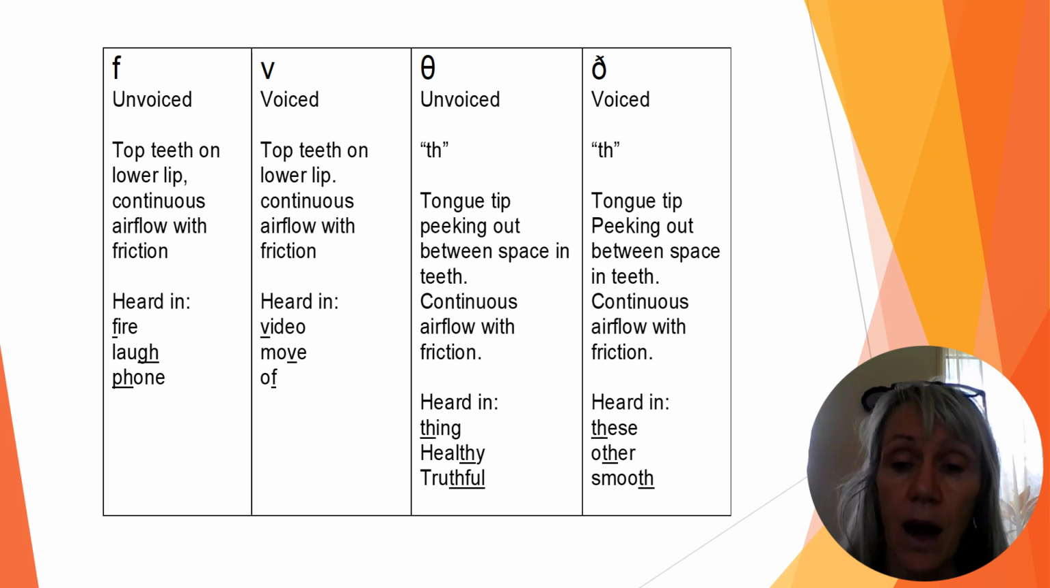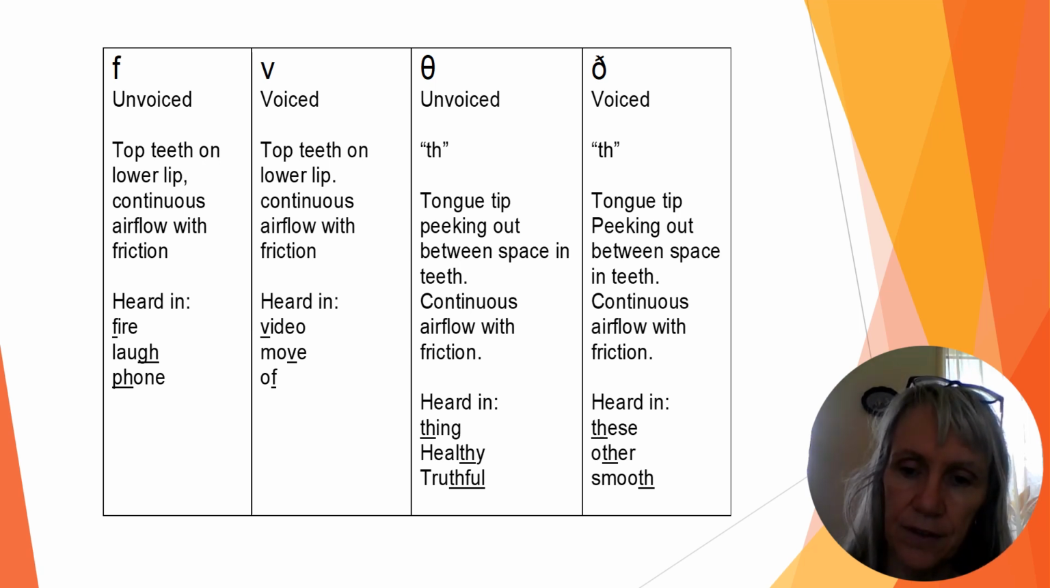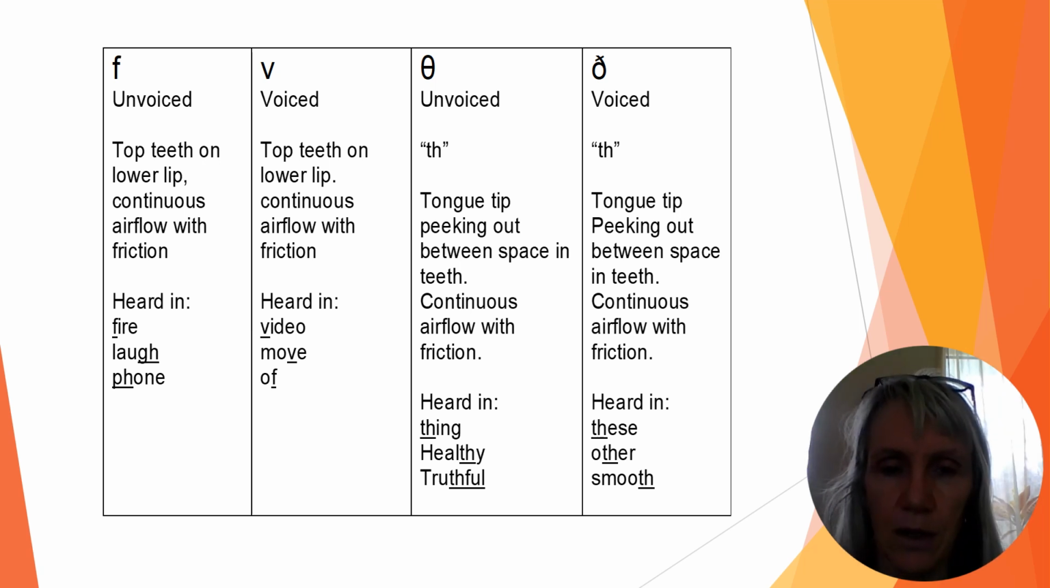Now, of and off, O-F-F, mean totally different things. The off has the F sound, the same thing as fire and laugh and phone, at the end of the word, and the of has the V sound at the end of the word. So they can get a little confusing, and we will look at those more in detail later on, so don't get too hung up on that.